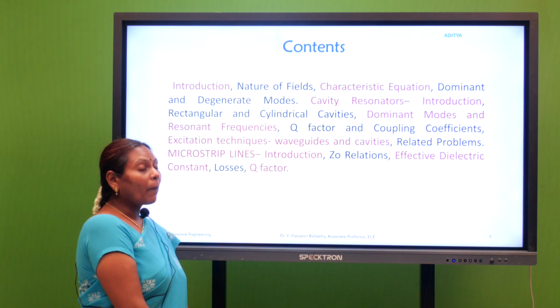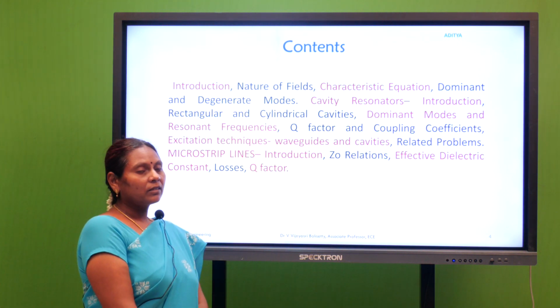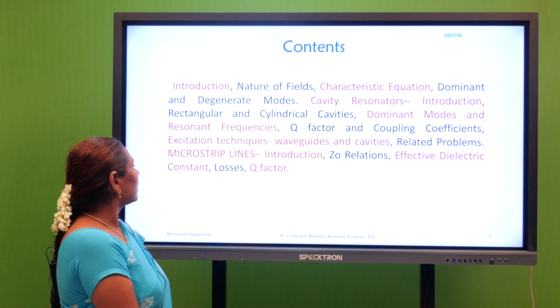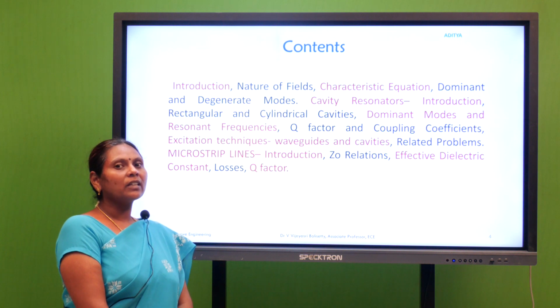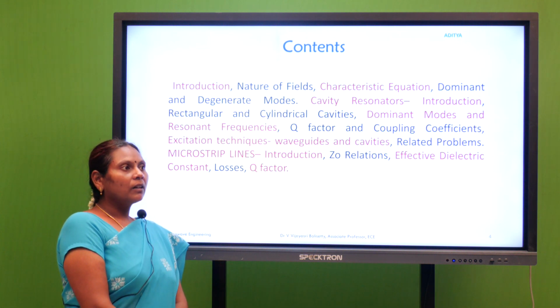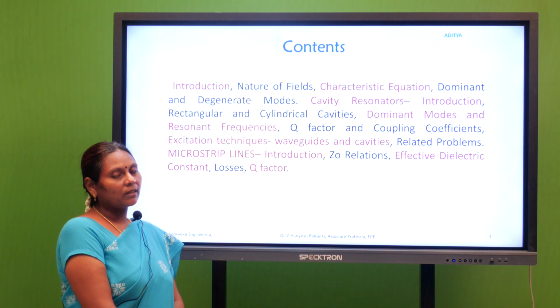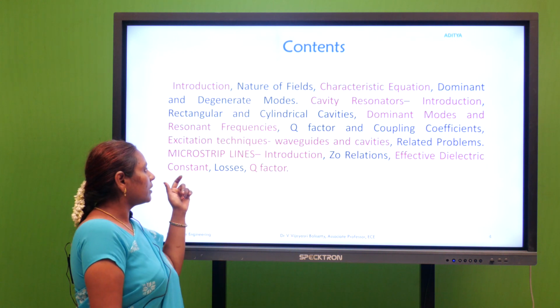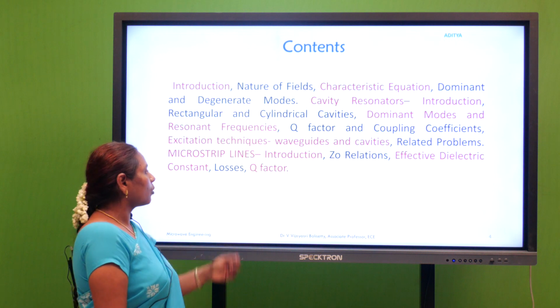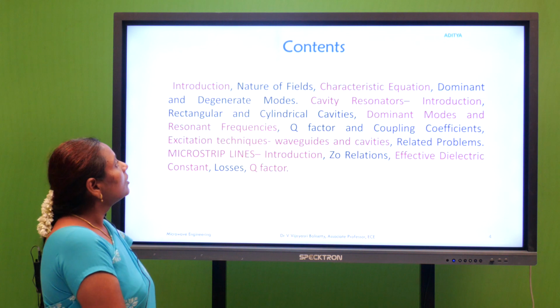Then we also go through the microstrip lines, the impedance relations, and the dielectric constant effect, and how the losses affect them, and why, instead of using lumped elements, we go for cavity resonators and vacuum tubes. So, we see the effective dielectric constant and the losses due to this dielectric constant, and we also find the Q factor for the microstrip lines. Okay. So, these are the contents of unit 2.